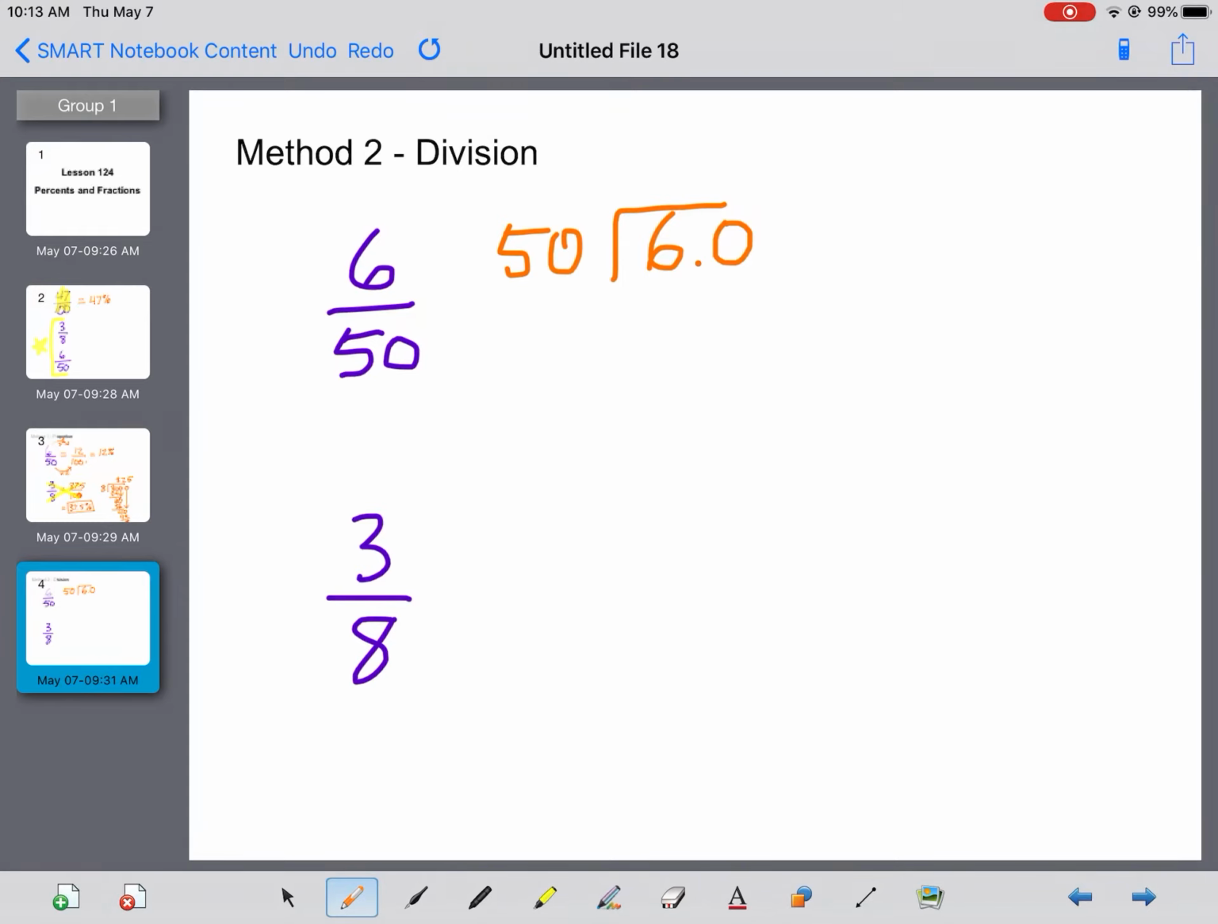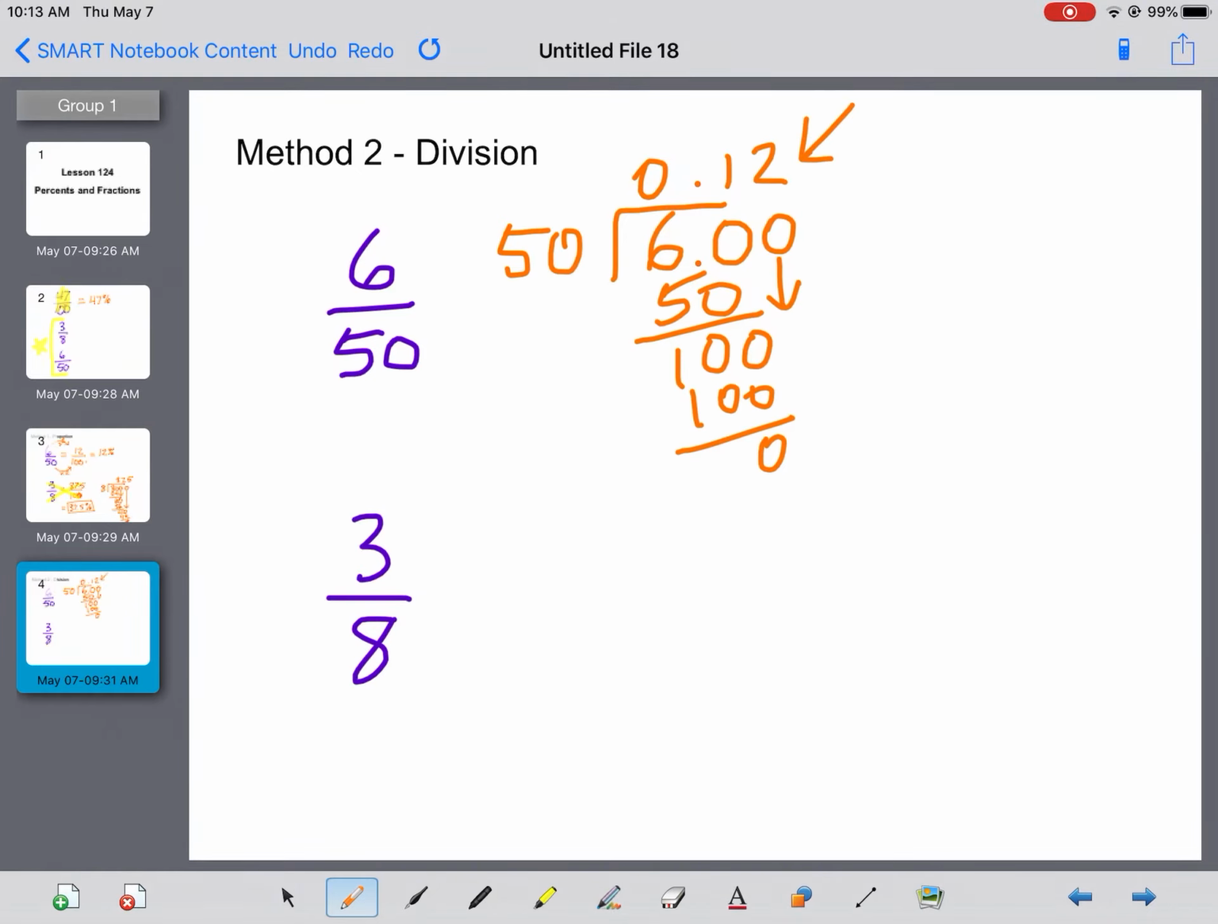So 50 can't go into 6, but 50 can go into 60. So 50 goes into 60 one time. We subtract, we end up with a 10. We can add another 0. 50 goes into 100 twice, and then that divides evenly. Okay, but what's really important about the division method is that you remember that what you end up with up here is actually the decimal form of the percent, right?